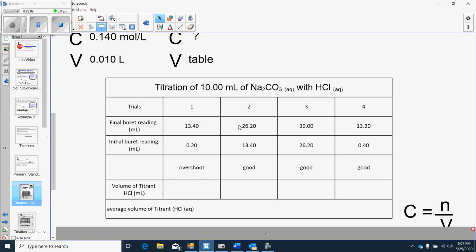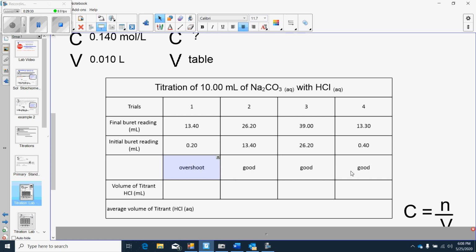Really important that you know how to read one of these tables, okay? So initial reading before she starts adding the titrant, final reading after she's finished adding the titrant, looking for that endpoint, looking for that color change. The first time she might have not been paying close attention, so she overshot it. So it got way too orangey pink. And so she knew that that probably wasn't a great trial. But the last three, trials 2, 3, and 4, they were really good trials.